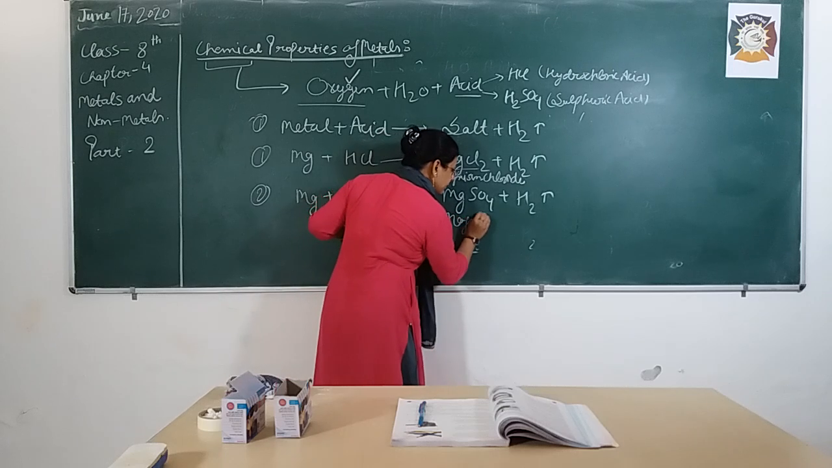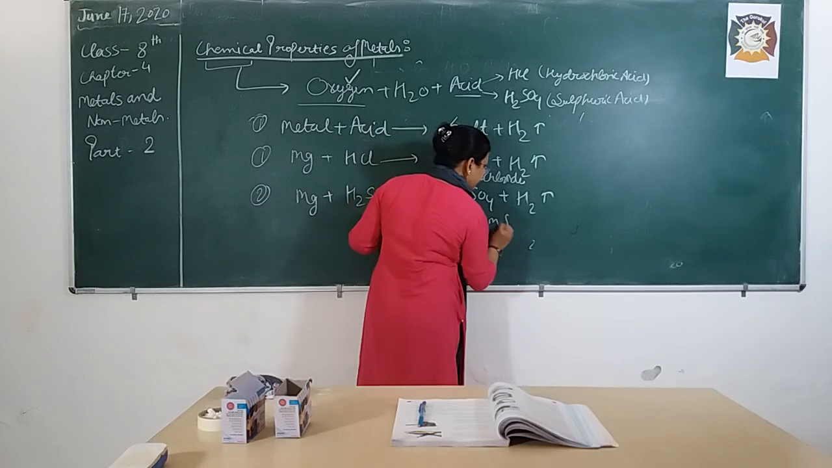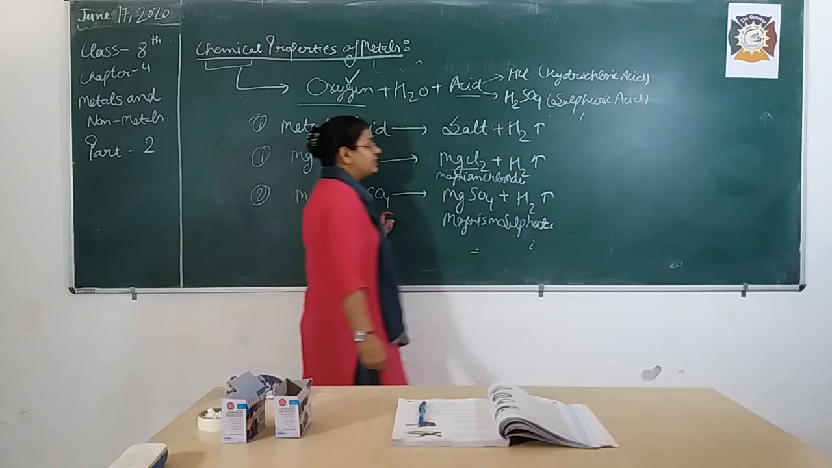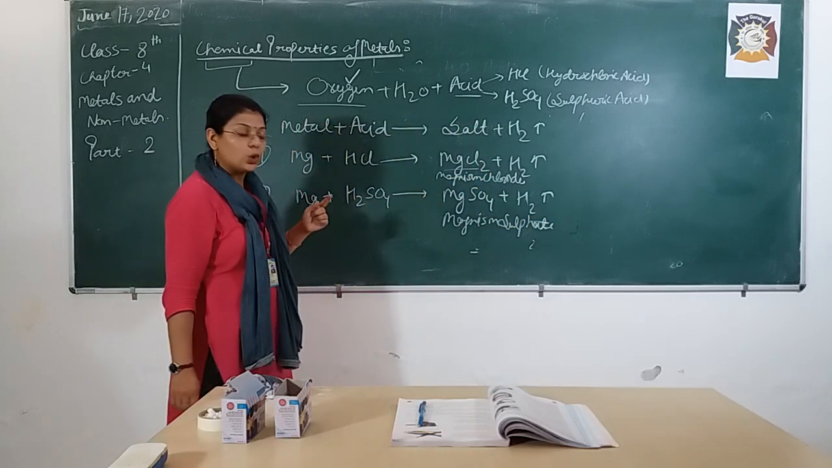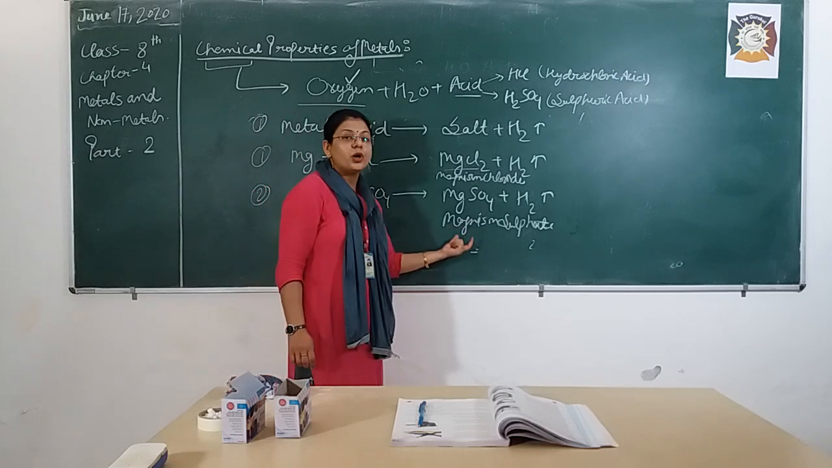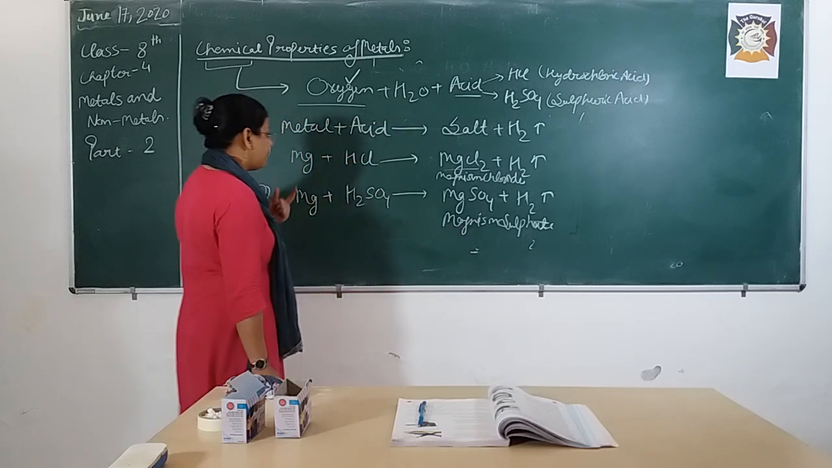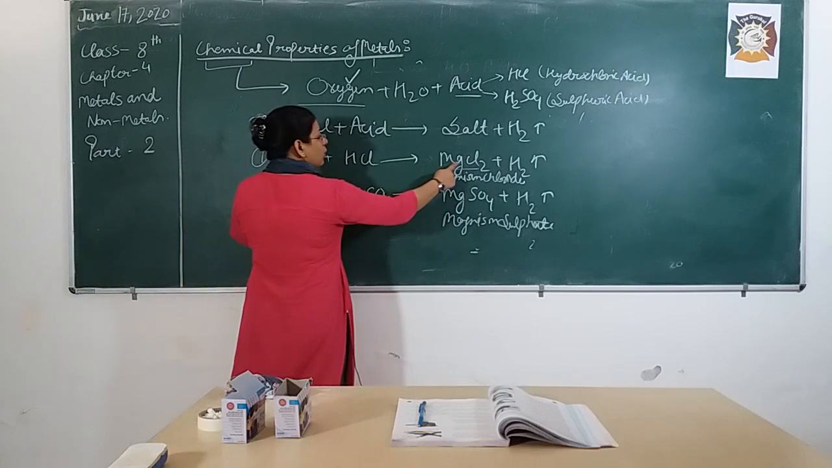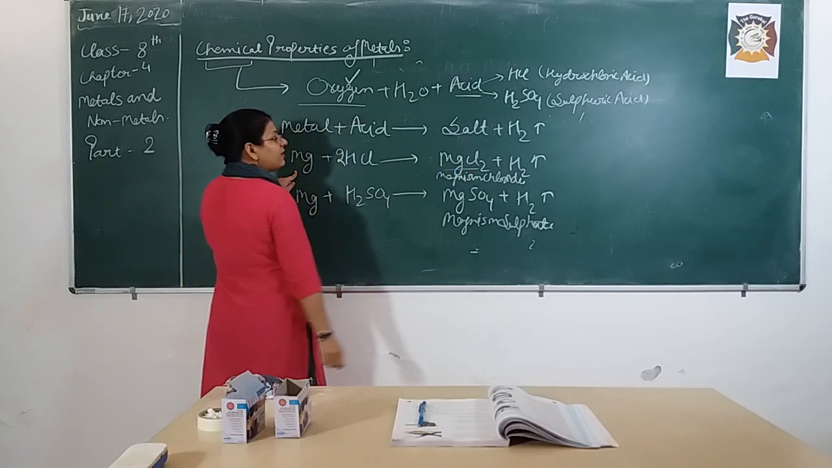Magnesium SO4 is sulfate. So in the first reaction the product is magnesium chloride, in the second one the product is magnesium sulfate. Balancing, don't forget the balancing. Magnesium 1, chlorine 2, multiply it with 2.